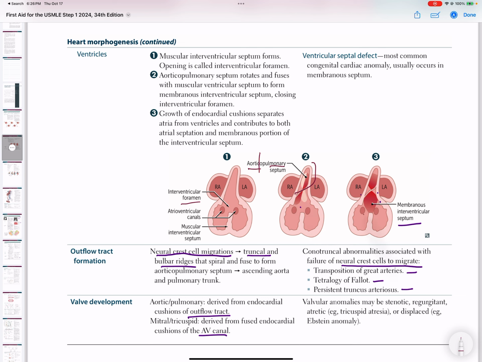So growth of these endocardial cushions separates the atria from the ventricles and contributes to both atrial septation and the membranous portion of the interventricular septum. So the membranous portion is from the endocardial cushion. What about the muscular portion? The muscular portion is not from the endocardial cushion. It's the septum, it's already getting formed. It's the muscle probably, so it's not endocardium, and it's not the neural crest.